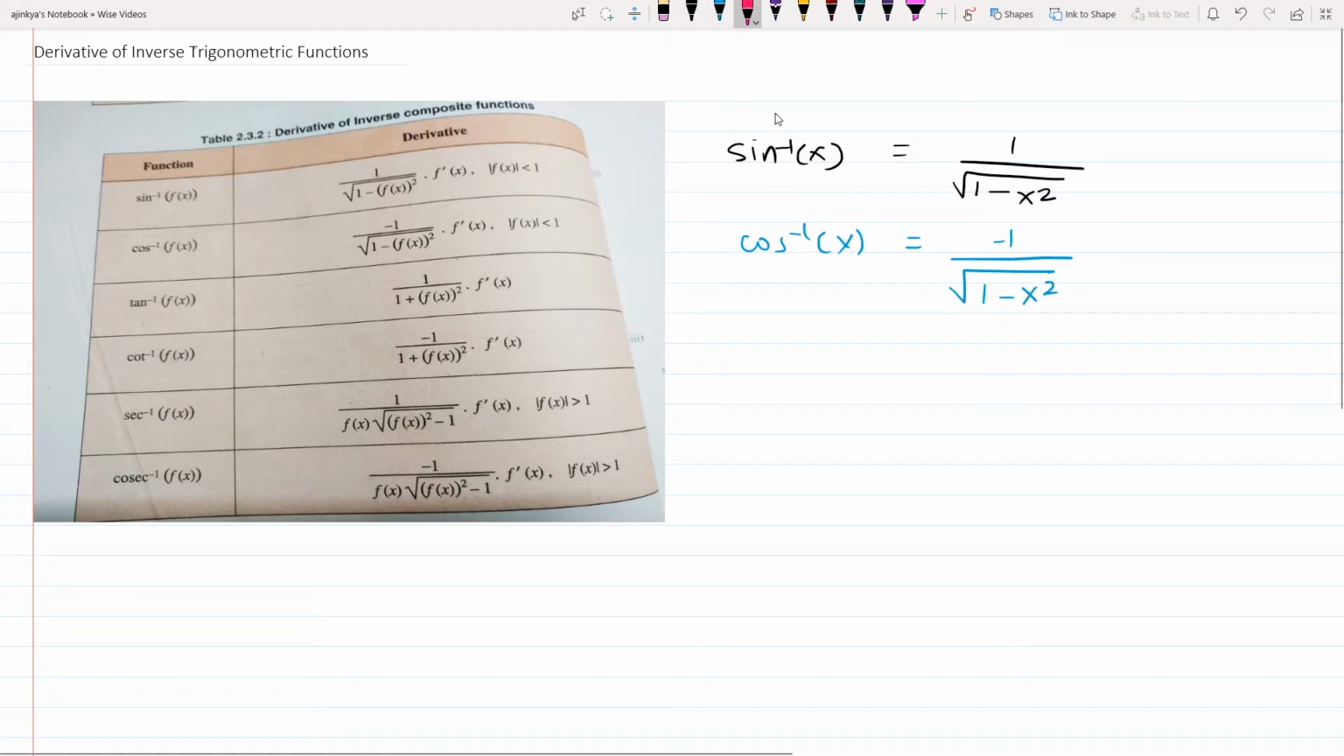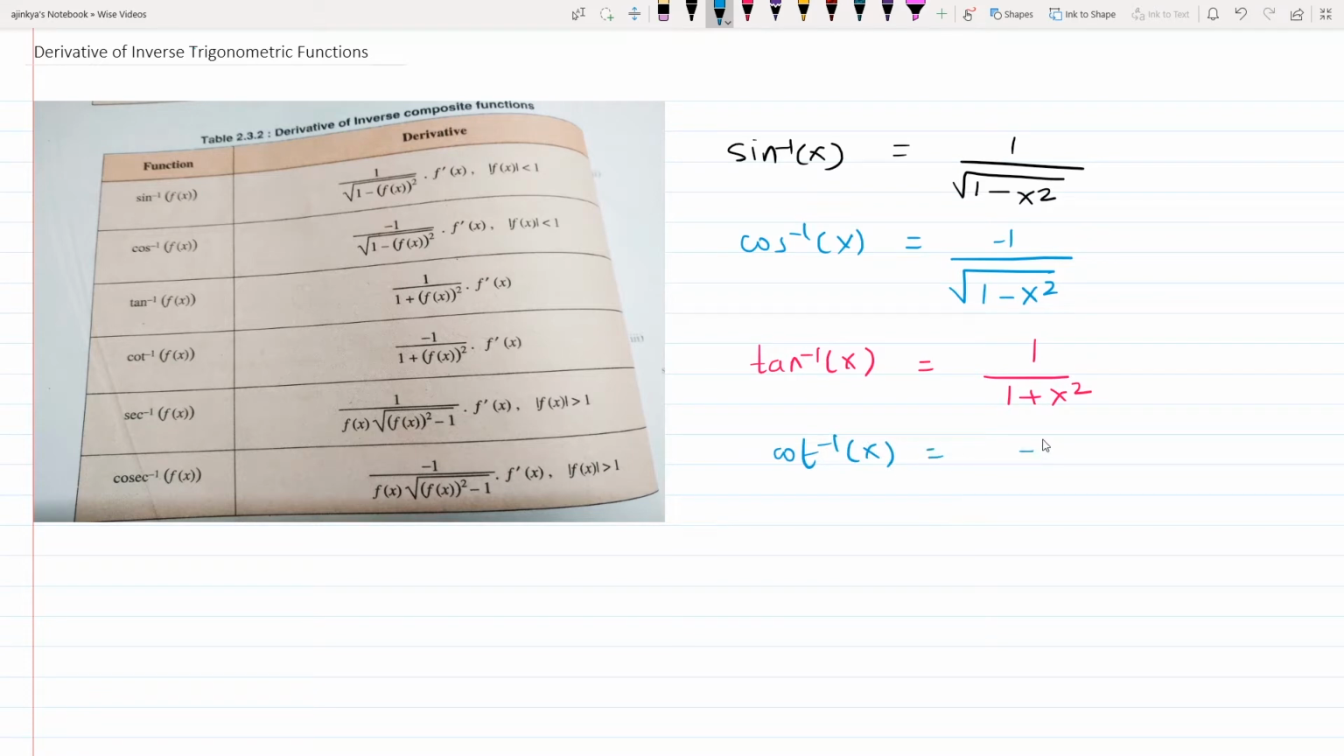Next we have tan inverse of x and the answer for this is 1 upon 1 plus x square. Now you need to watch carefully what is happening over here. The cot inverse of x is necessarily negative of 1 upon 1 plus x square. So you can see some similarities: when you understand the formula for sine, you automatically get an idea what is the formula for cos. Similarly, when you know what is the tan inverse of x derivative, you automatically know what is cot inverse of x.